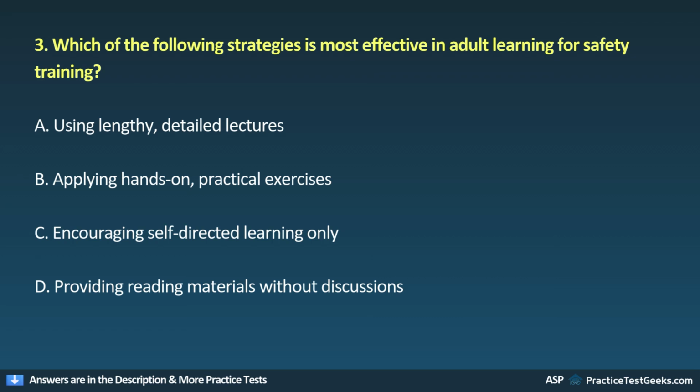3. Which of the following strategies is most effective in adult learning for safety training? A. Using lengthy, detailed lectures. B. Applying hands-on practical exercises. C. Encouraging self-directed learning only. D. Providing reading materials without discussions.